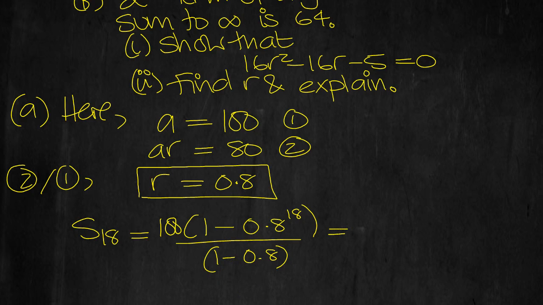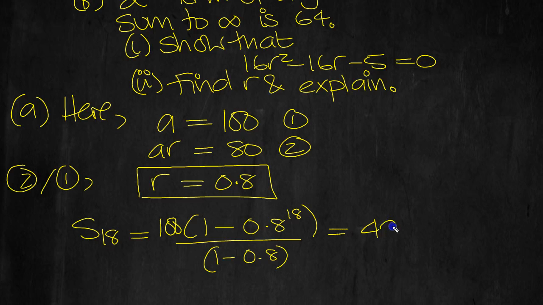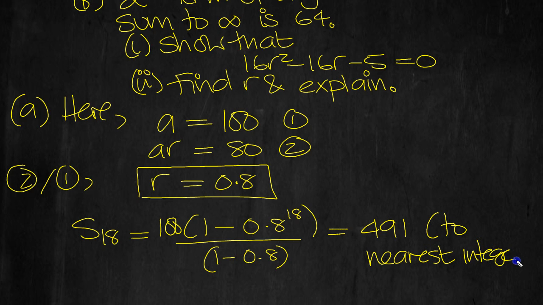Okay, so what have we got then? We've got 100 times bracket 1 minus 0.8 to the power 18, close bracket, divided by bracket 1 minus 0.8 is 0.2, close bracket, equals 490.99, which to the nearest integer is 491, which is what we were asked to find it to, the nearest whole number. Okay, good.